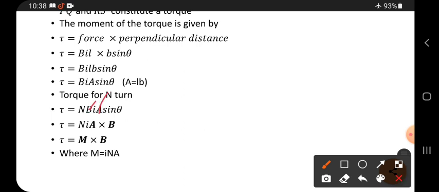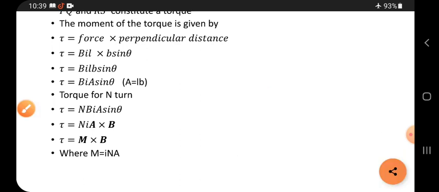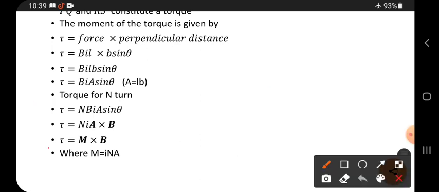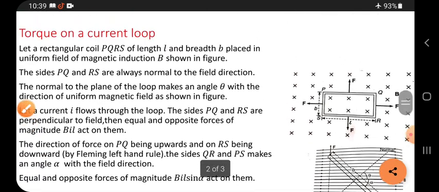Now A cross B is taken care of with the sin theta. The remaining terms are N I. Next, NIA can be written as the magnetic moment M, and finally tau equals M cross B. So this is the torque acting on the loop which carries the current.